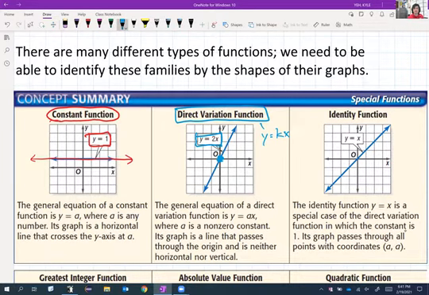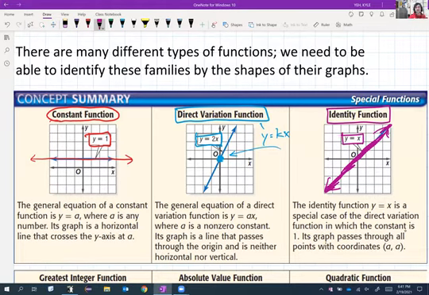So we've kind of talked about that. Now we're just calling it direct variation and putting the stipulation that for direct variation, it will go through the origin. All right. Identity function is a very special function, only one of its kind. And it's that y equals x. Slope of 1, y-intercept of 0, goes through the origin. That's our identity function.